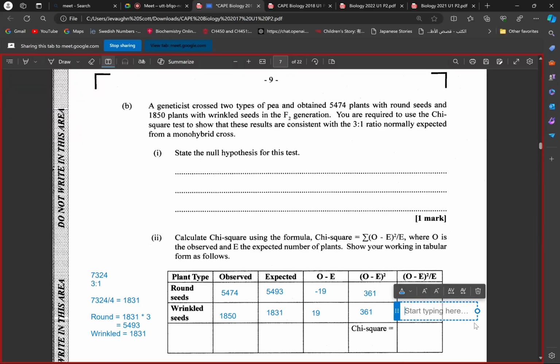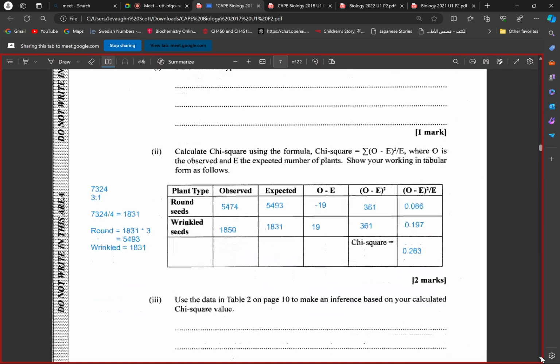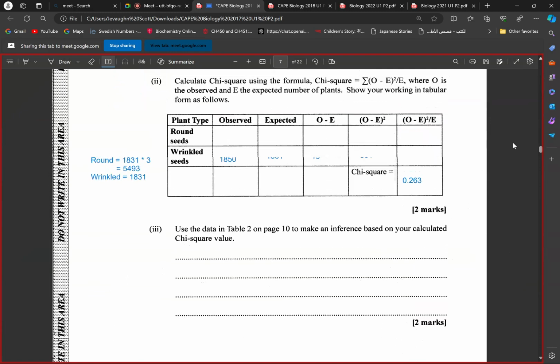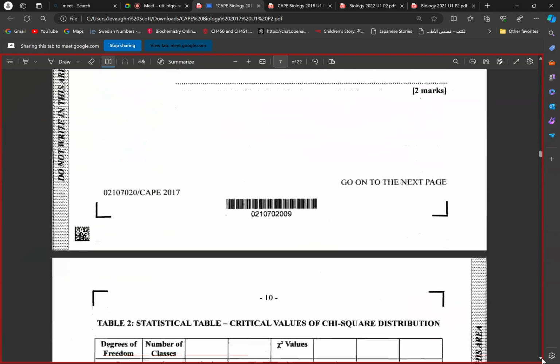That would give us 0.197, right? All we're going to do now is 0.066 plus 0.197, right? That should give us 0.263. That is our chi-square statistic, right? So using our chi-square statistic now, we're referencing the data, right? We're trying to create an inference, right? So before we really look at that now, well, let's just look at it.